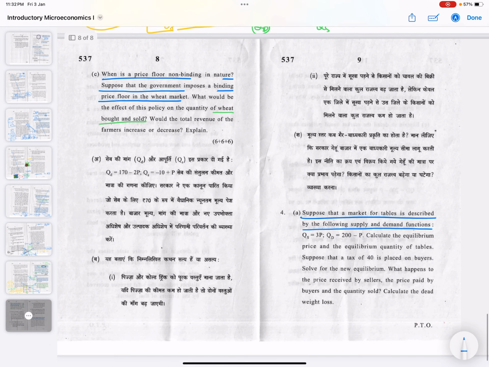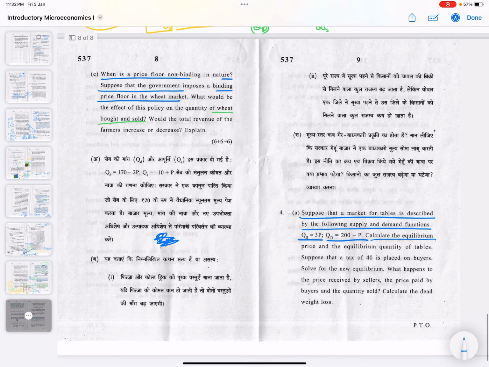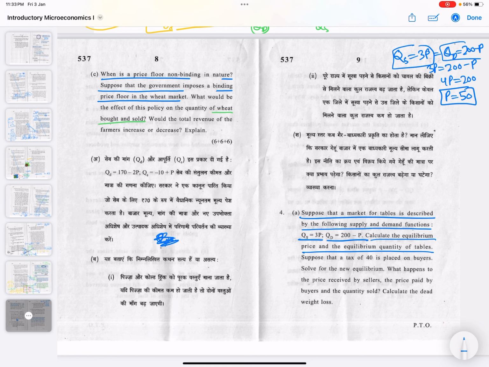The supply function is QS equals 3P, QD equals 200 minus P. Calculate the equilibrium price and quantity of tables. Okay, you can solve this. This is fairly simple. At equilibrium, QS equals 3P, which equals QD, which equals 200 minus P. So 3P equals 200 minus P. 4P equals 200. This gives you the value P equals 50. Now if P is 50, quantity supplied and quantity demanded are 150. So we have this.